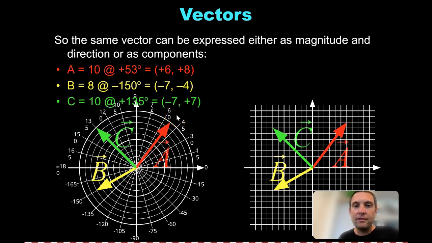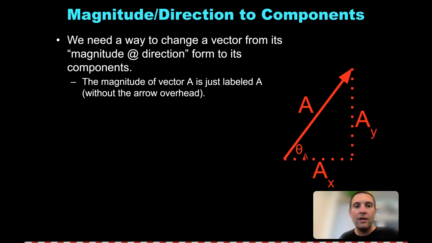You can express the magnitude and direction just like this, where we have 10 at +53 degrees, which tells you that vector A is pointed at 53 degrees above the positive x-axis. You can also represent this with our x and y, or horizontal and vertical components. There's going to be times where we need to change a vector from the total combined vector into its pieces, into the horizontal component and the vertical component.